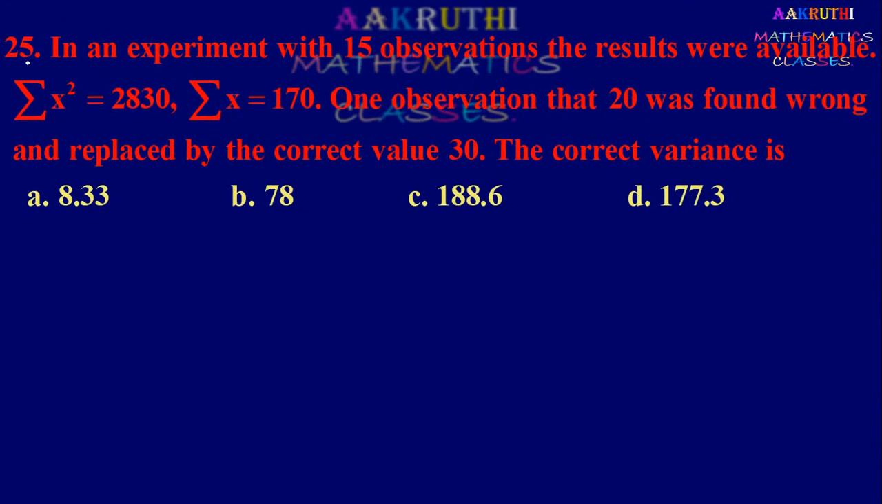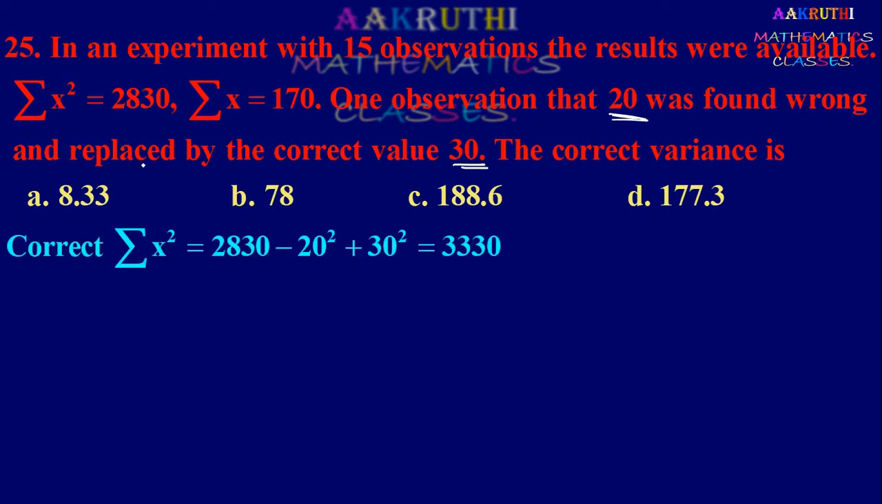So next it is question number 25. In an experiment with 15 observations, the results were available: sigma x square equal to 2830 and sigma x equal to 170. One observation, 20, was found wrong and replaced by the correct value 30. The correct variance is. In the given data, we have one wrong entry, that is 20. Instead of 20, we have to write 30 and calculate the correct variance.